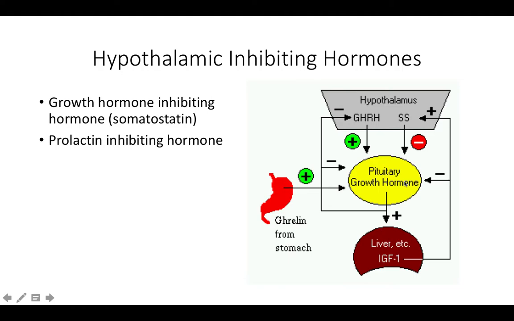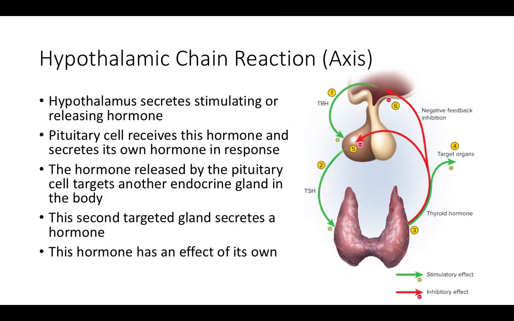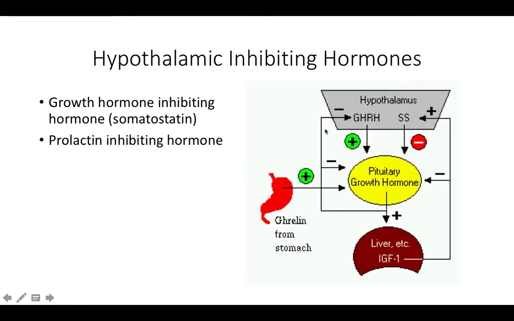Okay, and the same thing for prolactin. Okay, so the hypothalamus would release prolactin inhibiting hormone, which would target the pituitary gland to stop releasing prolactin. Okay, so if you haven't noticed yet, basically what we get here is this hypothalamic chain reaction, which is otherwise known as an axis. And so the general pattern that you should be noticing at this point is that the hypothalamus is going to secrete some type of hormone, either a stimulating hormone, like we see here, or an inhibitory hormone, okay, like these guys right here.